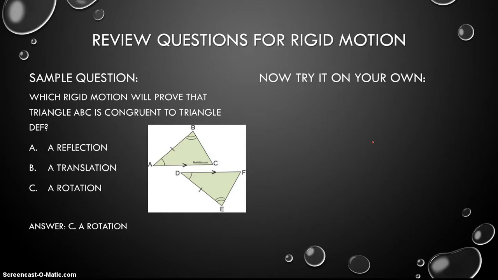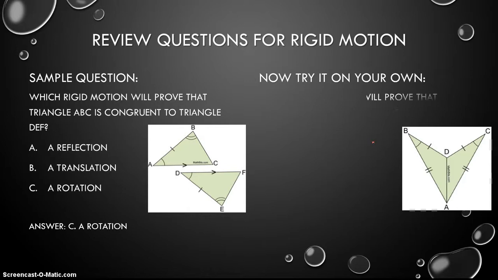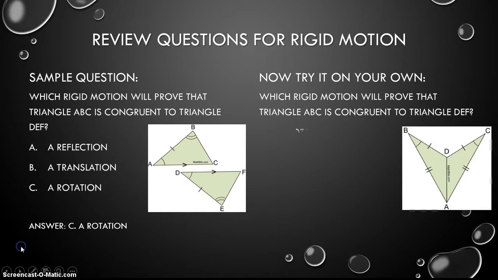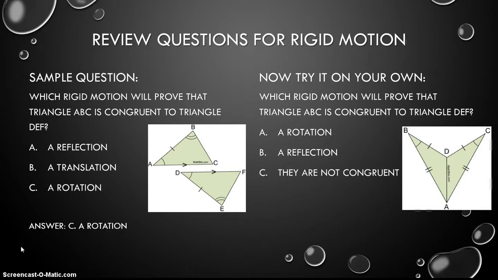Now, do it on your own. Which rigid motion will prove that triangle ABC is congruent to triangle DEF? A, rotation. B, a reflection. C, they are not congruent. And the answer is B, it's a reflection.